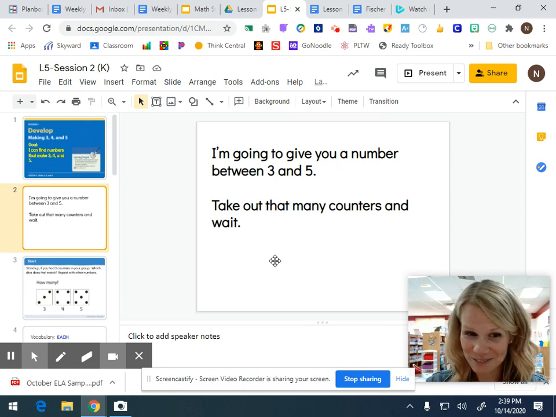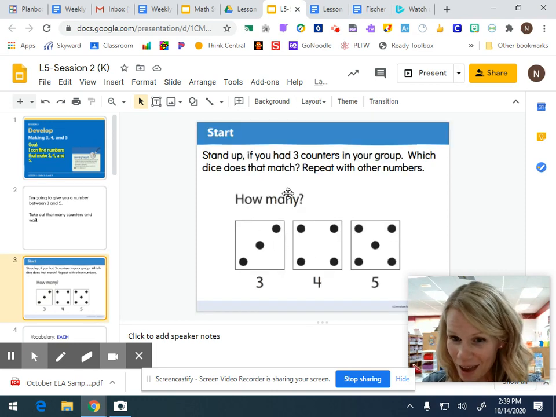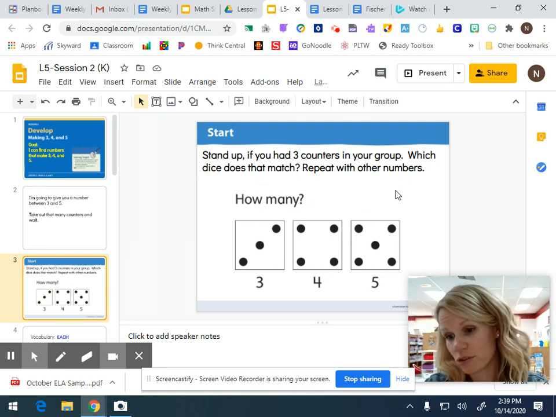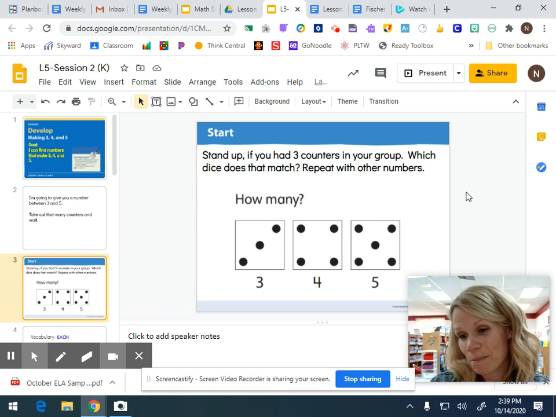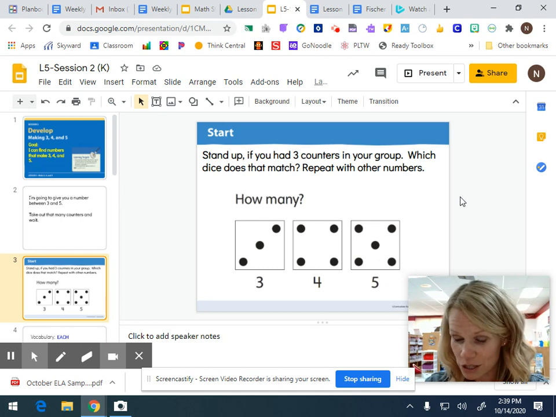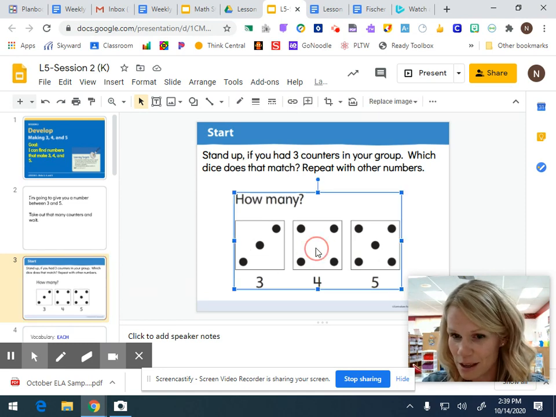All right, wonderful. So I want you to stand up if you had 3 counters in your group. Yep, you shouldn't be standing. You should still be sitting. I want you to stand up if you had 4 counters in your group. Yeah, you should be standing. Now, guys, which dice does that match? Does it match the first one, the second one, or the third one?